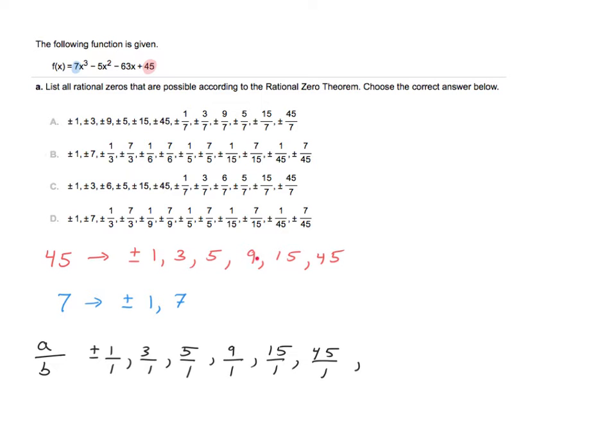I'm now going to divide all these numbers by 7. So we could have a seventh, 3 sevenths, 5 sevenths, 9 sevenths, 15 sevenths, and 45 sevenths. This is the list of every possible rational zero of this original equation. They won't all work, probably 3 of them will. So let's see, is that A, B, C, or D? And it looks like it is A.